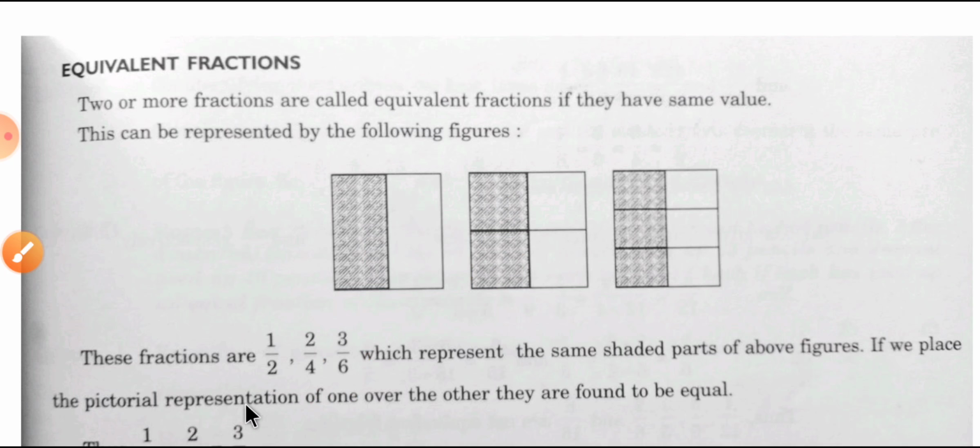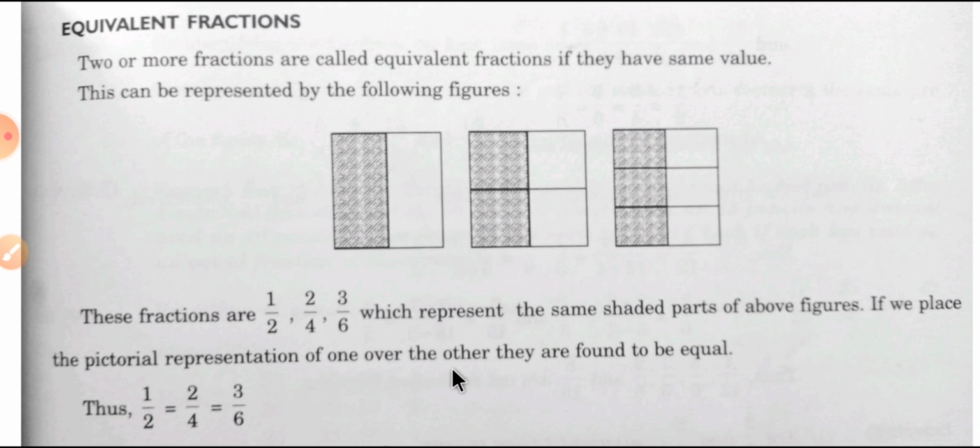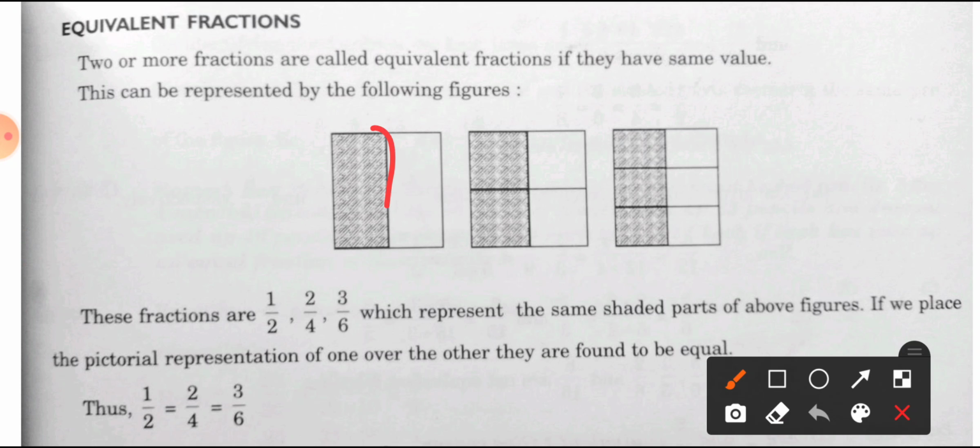If we place the pictorial representation of one over another, they are found to be equal. Pictorial means by picture, how can we show that they are equal. You can see here also how many total parts are given. This is the first part, this is the second part. Here also 1, 2, 1, 2. So it means that all the fractions are equal.